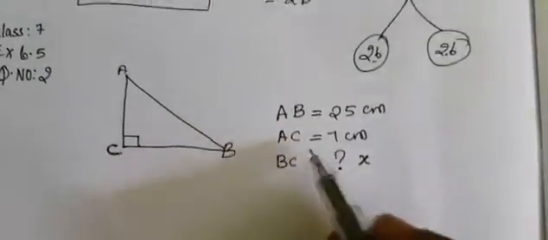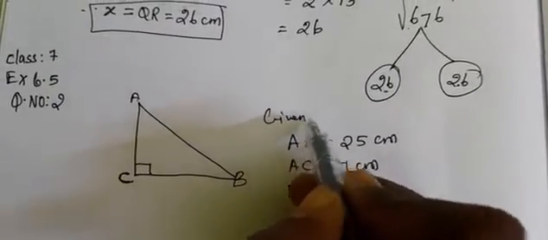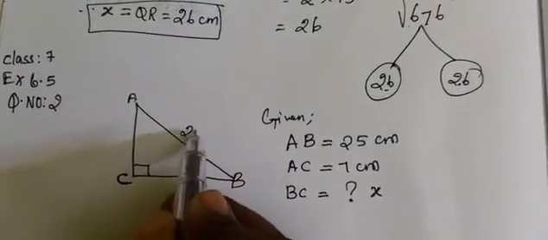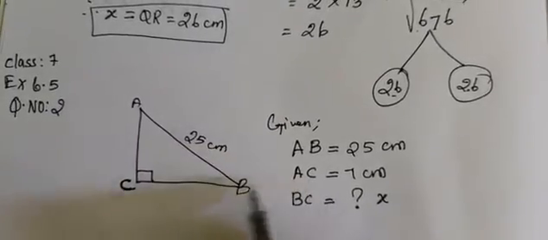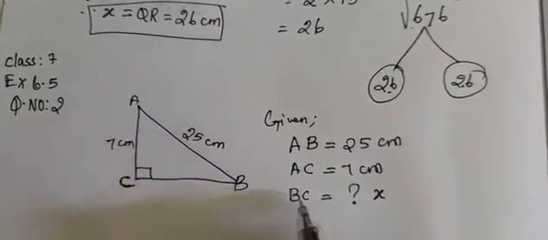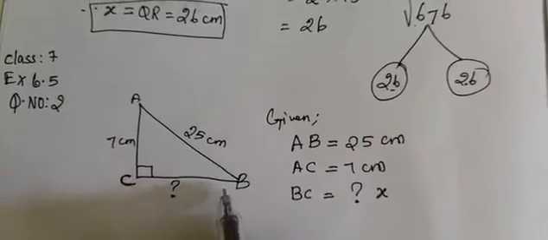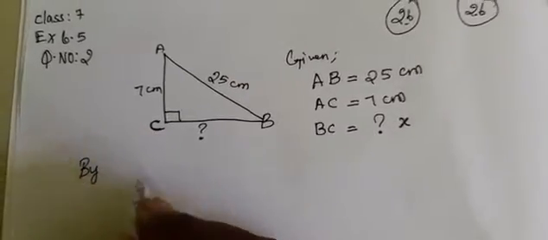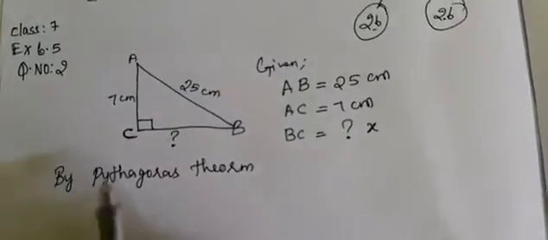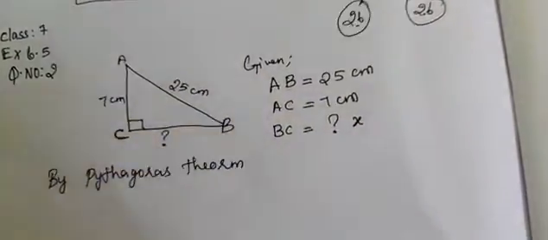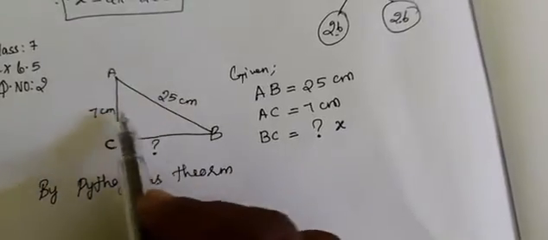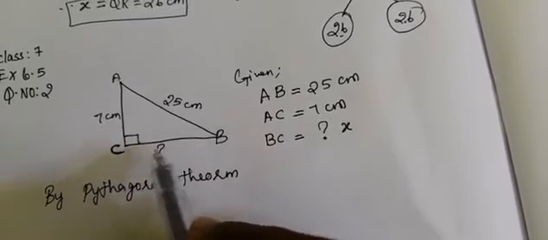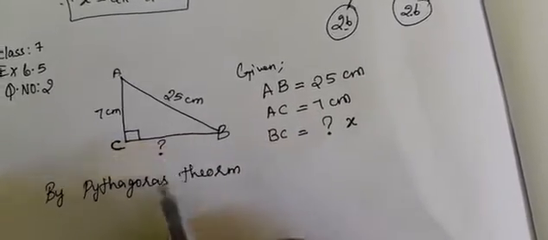As per the given question, it is given information. AB is 25 centimeter. AC is 7 centimeter. BC, we have to find the BC. Okay, so as it is a right angle triangle, definitely we have to use the Pythagoras theorem. First listen the question. They have given AC and AB also. Okay, the missing length is CB. The base is missing, that we are going to find.